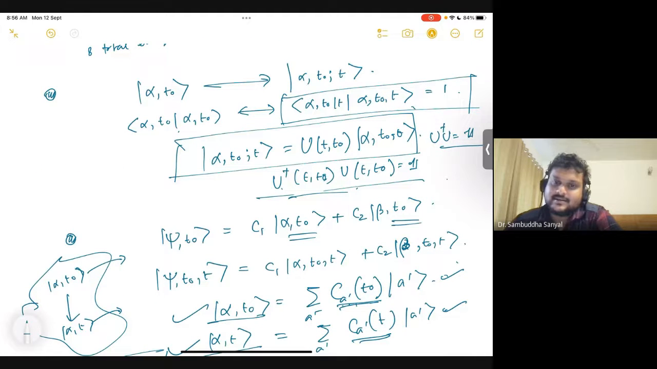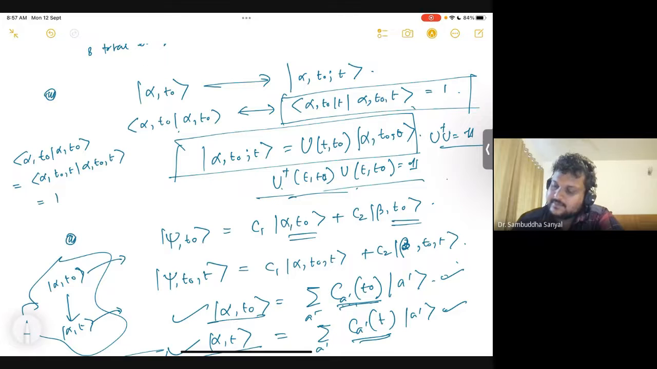Okay, so can you write these two expressions and use orthogonality? If I use this equality, alpha T naught, and on each side I plug in this, then alpha T naught is equal to C prime A prime and C A prime T naught, and alpha T naught T. Can you prove it now?